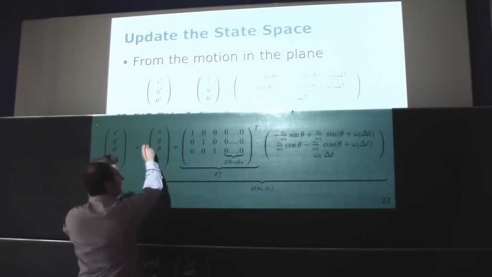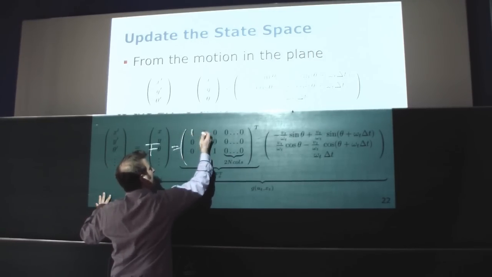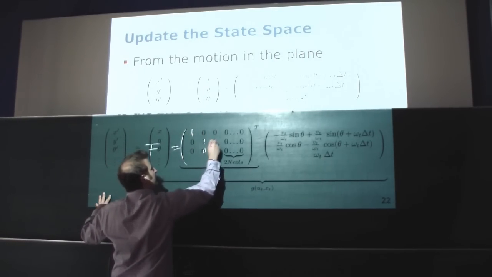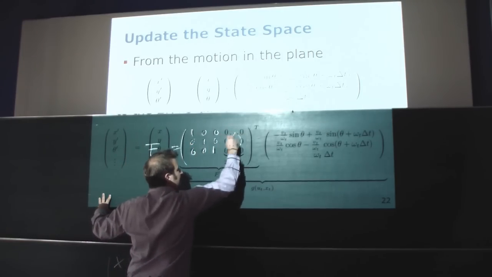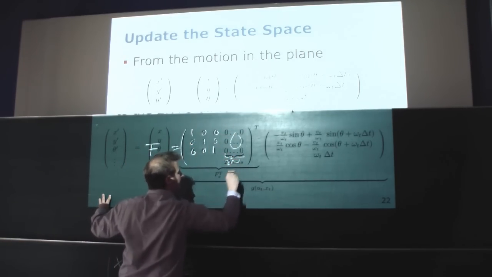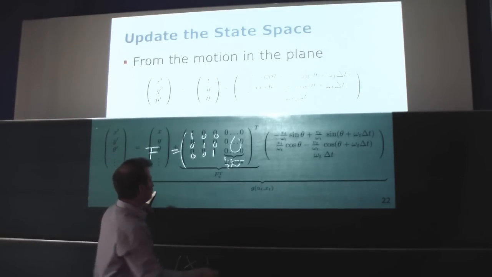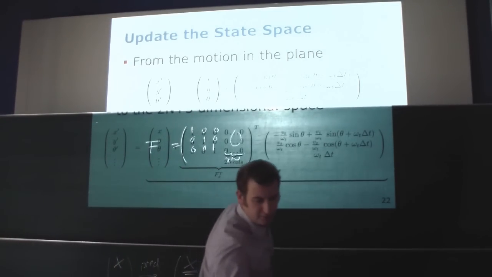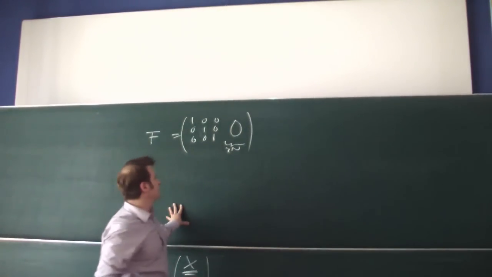So I have my f, which is equal to 1, 1, 1, 1, 0, 0, 0, 0, 0, 0, and all zeros here to n. And so this is my function f.